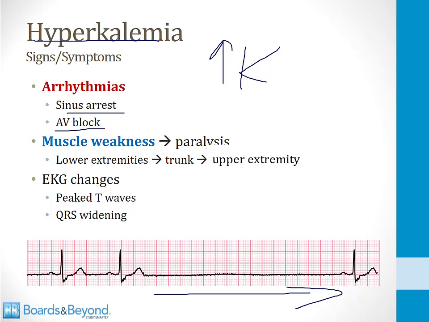In terms of the muscles, when the potassium gets high, muscles become weak, and if this is severe, it can progress to paralysis. Classically, it begins in the lower extremities first. They have very large muscles, and that progresses to the trunk and then finally the upper extremities. And then there are a couple of classic EKG changes you should be aware of. The first one is peaked T waves, and the second is QRS widening.